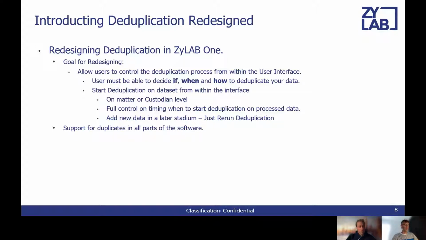Some other things we also added: whenever you run this deduplication process, we add a flag whether a document is a main, unique, or duplicate document. We also do this on the family level, so we mark whether the family is the main family, a duplicate family, or a unique family.